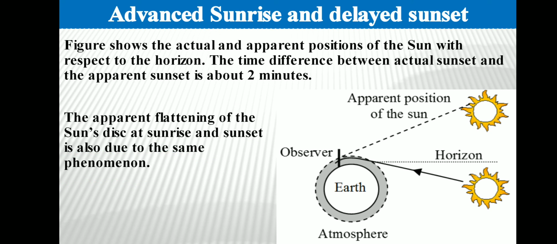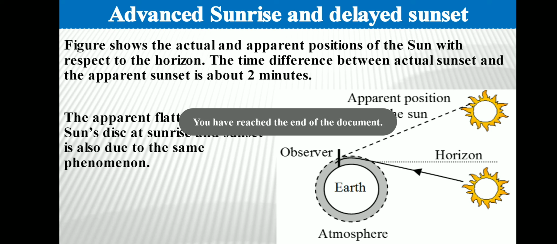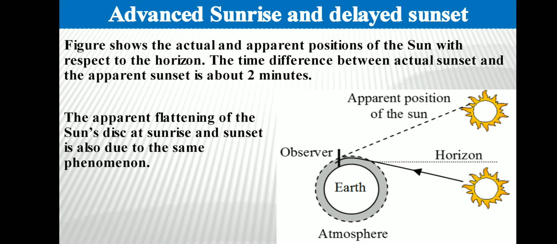That means these phenomena, that is the twinkling of stars, the mirage on the road, and advanced sunrise and delayed sunset, are all related to atmospheric refraction due to variation of the different atmospheric layers and their different densities or refractive indices. So till here I have completed all the topics related to this.